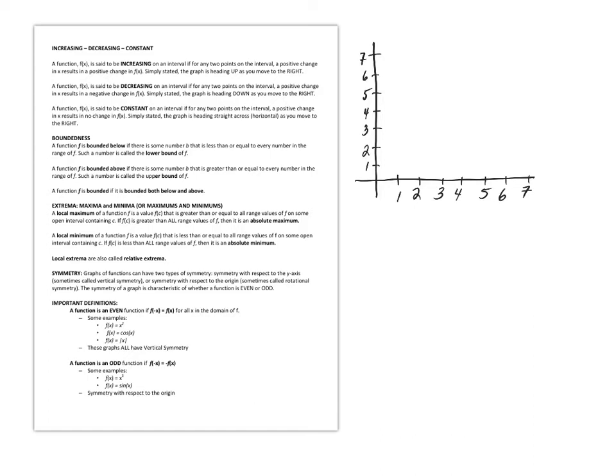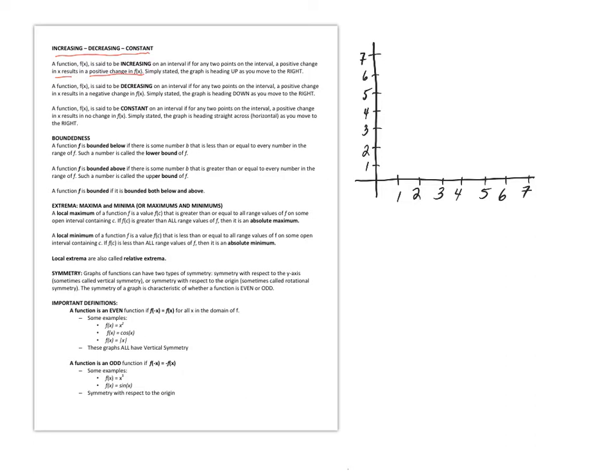The first concept we're going to talk about is pretty basic: increasing, decreasing, or constant, and how a function can have these characteristics. Strictly speaking, a function is increasing on an interval if for any 2 points on the interval a positive change in x, meaning we're moving to the right, results in a positive change in f of x, meaning the y values. So that basically says as you move to the right, you're heading up. So the graph might look something like this.